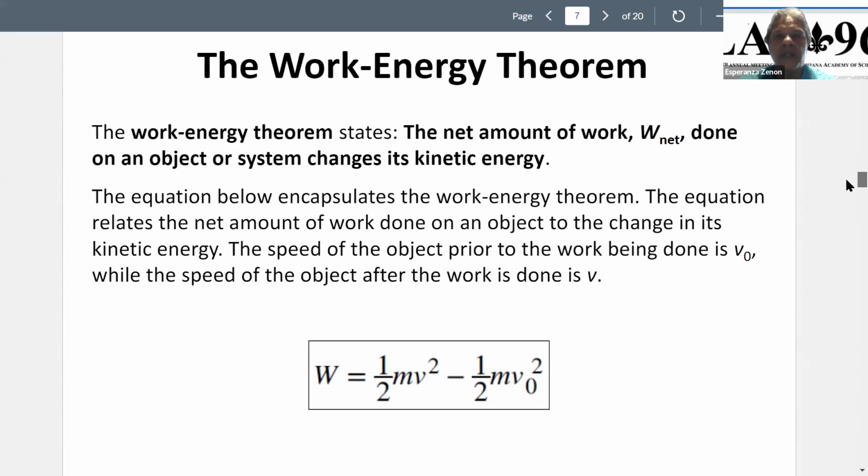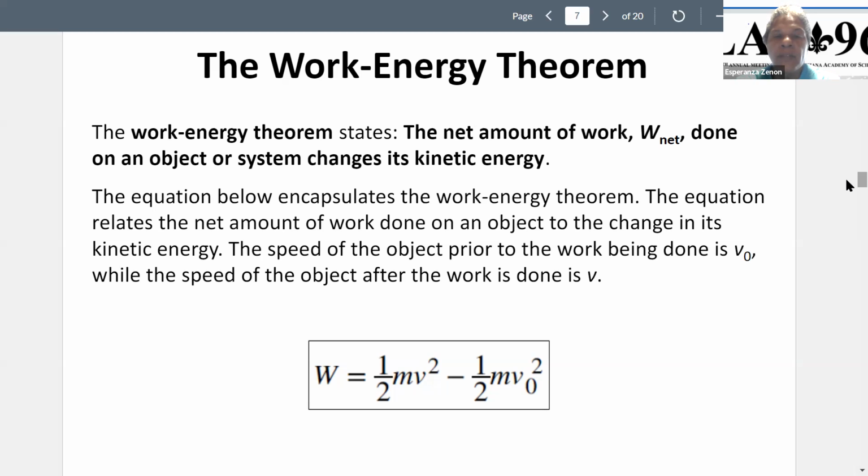The work energy theorem. So the work energy theorem looks at the relationship between kinetic energy, 1/2 mv squared, and work. It says the net amount of work done is equal to the change in kinetic energy. Okay? So if we take this property, kinetic energy, 1/2 mv squared, and we look at the final amount of kinetic energy minus the initial amount of kinetic energy, that's what you have in the box.